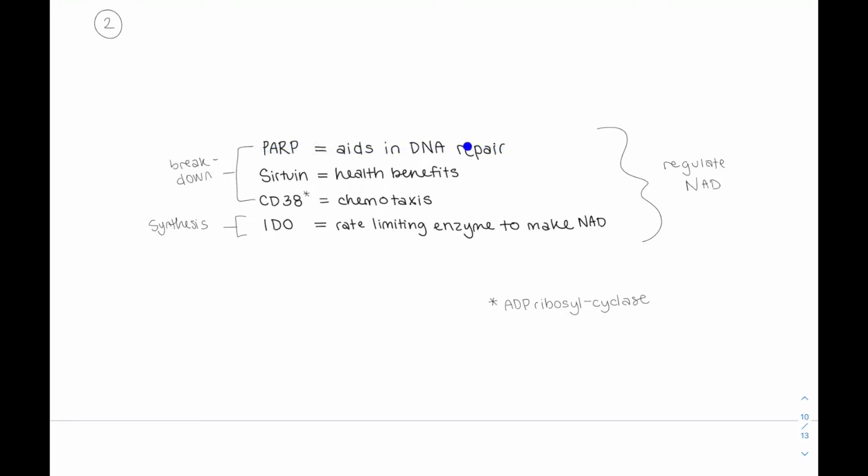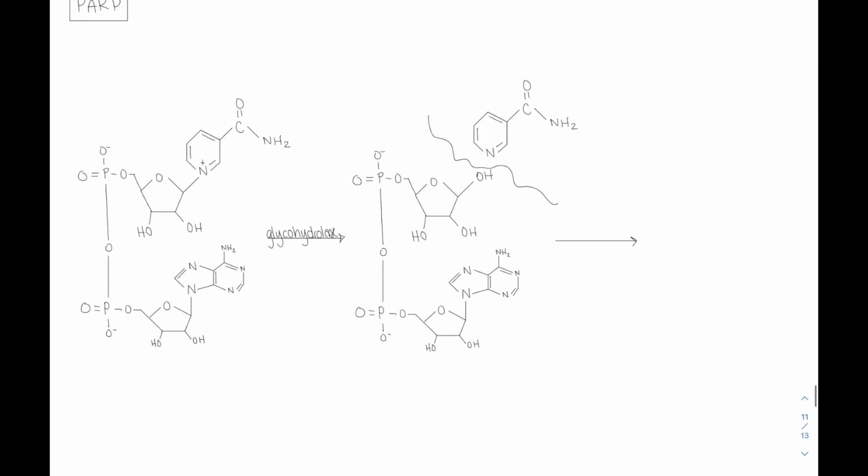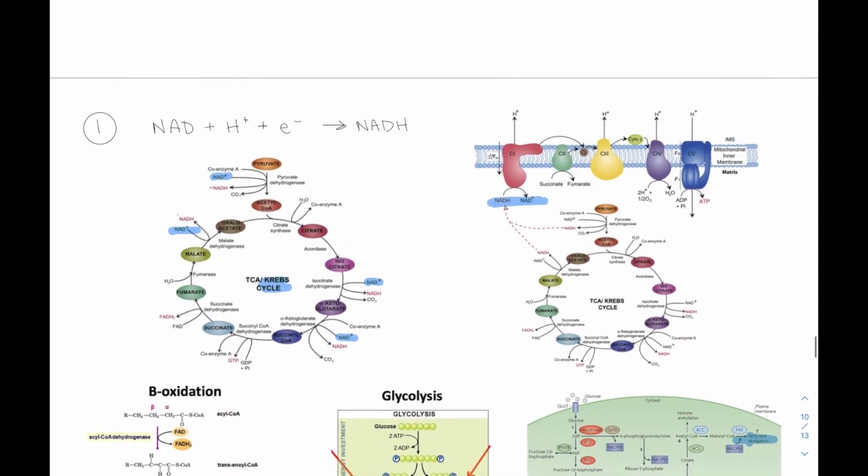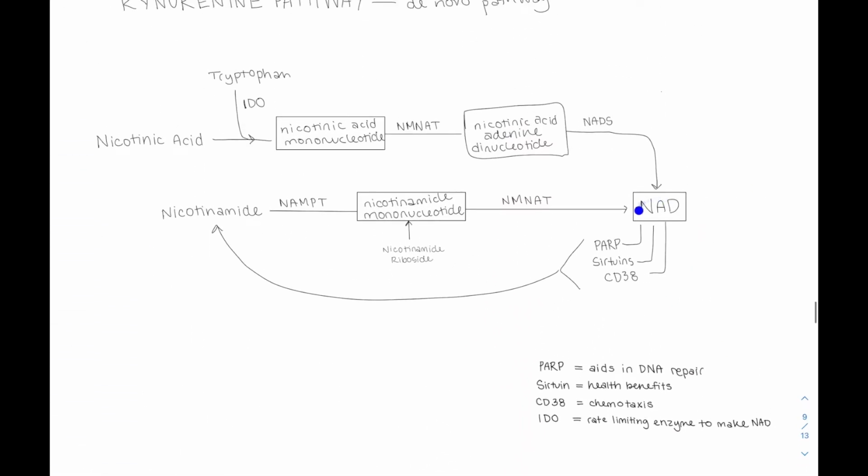So now let's specifically talk about the DNA repair. So PARP. This is our NAD, the big NAD molecule. In order to, I guess, use it for PARP, we need to break it down. So glycohydrolase is the enzyme that helps break down our NAD into nicotinamide. So, just to connect the dots here, we have NAD, PARP is breaking it down. Through this reaction, we're getting nicotinamide.